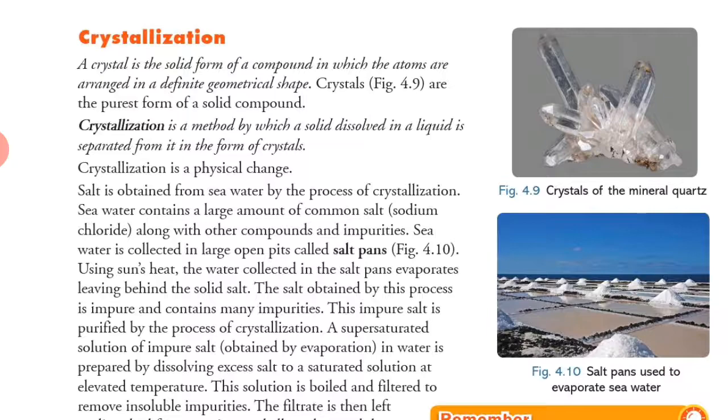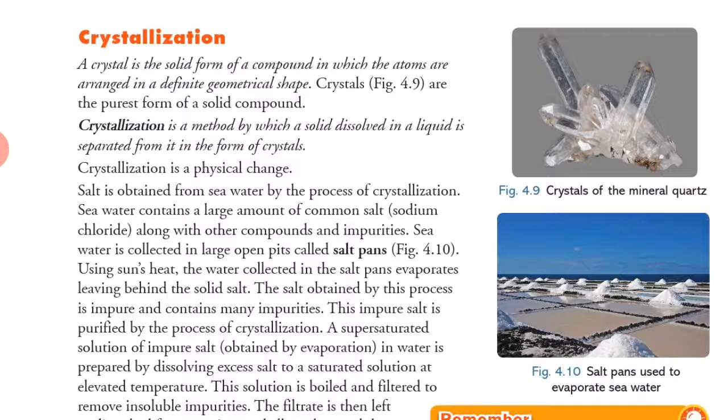Salt is obtained from seawater by the process of crystallization. Sea water contains a large amount of common salt, sodium chloride, along with other compounds and impurities. Sea water is collected in large open pits called salt pans. Using the sun's heat, the water collected in the salt pans evaporates, leaving behind the solid salt. The salt obtained by this process is impure and contains many impurities. This impure salt is purified by the process of crystallization.